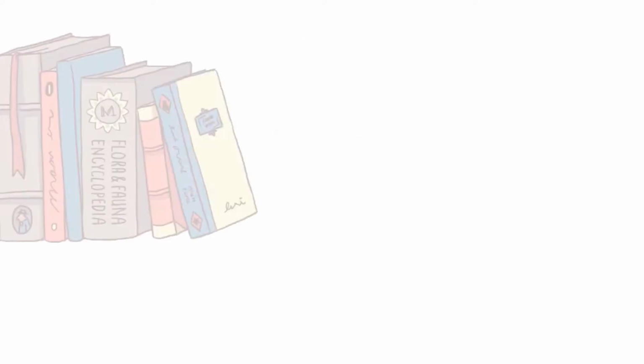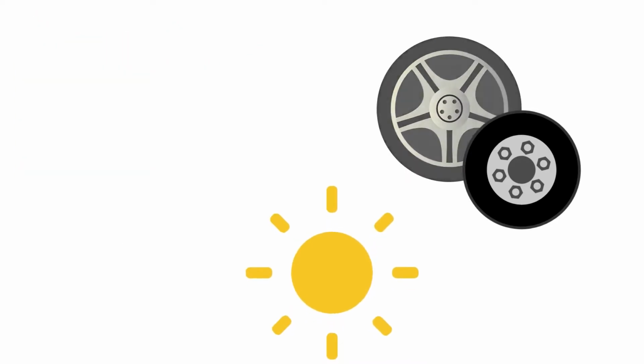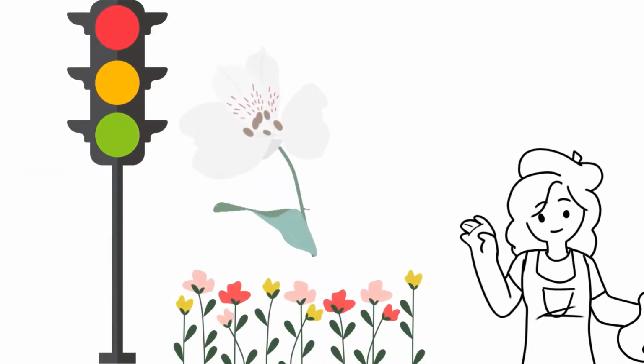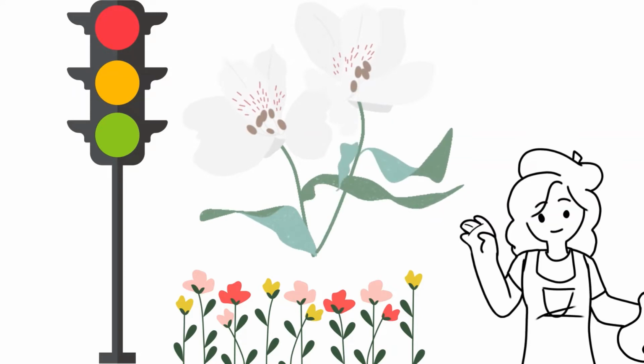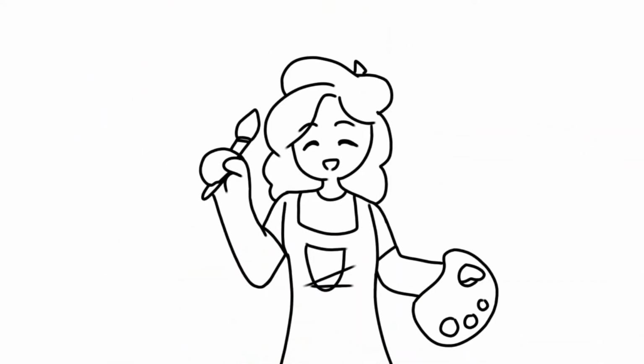So why is it important? Well, shapes can be found all around us, from the books on a shelf, tires on a car, to the sun in the sky. Things are not just one shape either. Traffic lights use rectangles and circles, and even flowers use a variety of different shapes. So if you really want to make your art look like something, you want to incorporate shape.